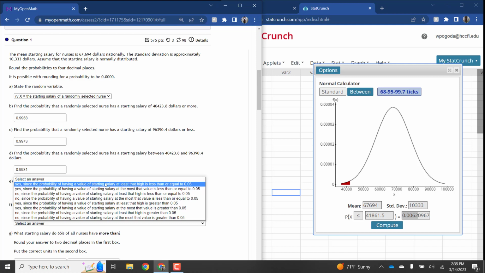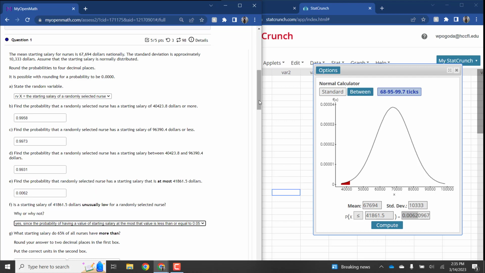Yes, the probability of having a starting value, nope, not at least, we want at most. Yes, since the probability of having a starting salary at most of this value is less than or equal to 5%. That's what we want.